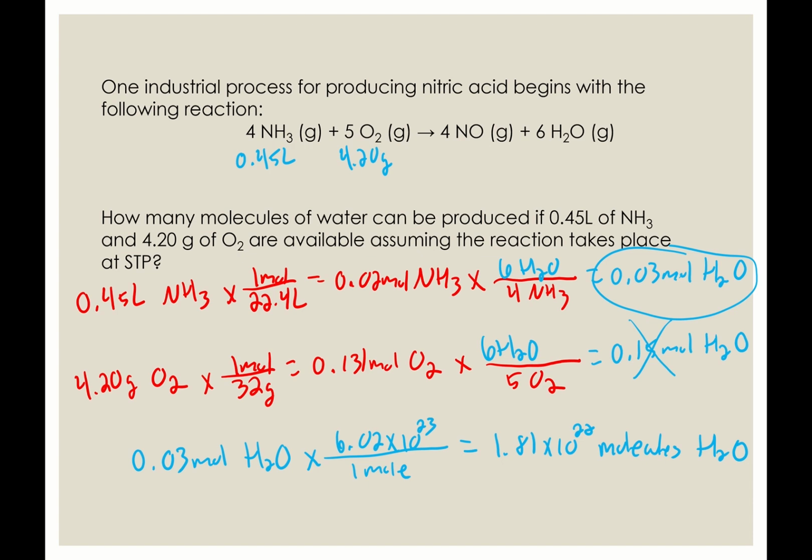So for limiting reactant problems, it's really just stoichiometry twice, one for each reactant, and the limiting reactant will produce the smaller quantity because once that's produced, the reaction's over. And it is the limiting reactant that determines the theoretical yield of the reaction.